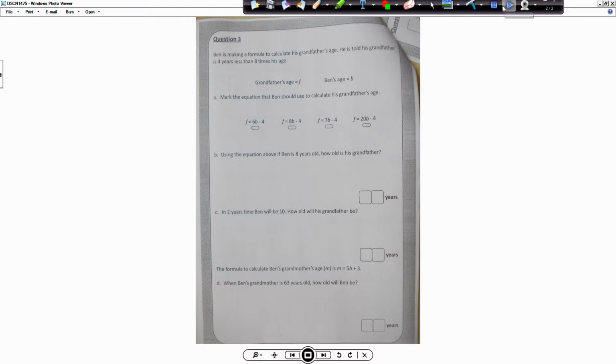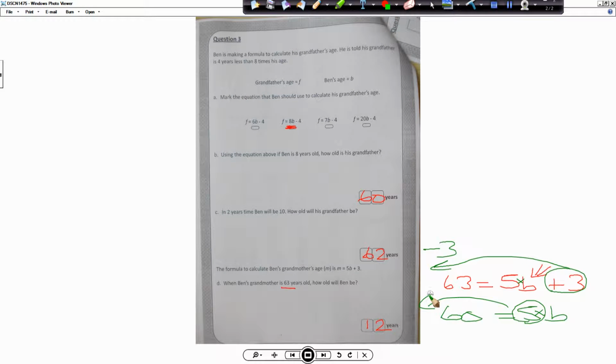Question number 5. So divide by 5 over here. So that'll give you 12 is equal to B. That's how you got the 12. Are you happy with that? Yeah. Ready?